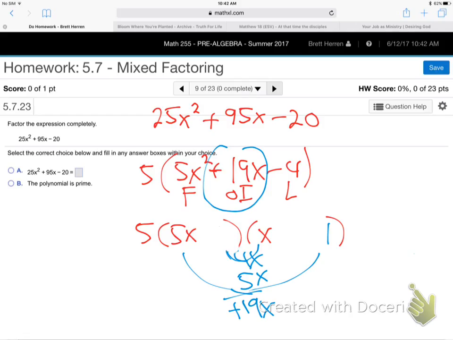Switch the order, though. Right? Put the 1 here, the 4 there. Try it again. So you just keep going. You try the different things to make the back. If it doesn't work, you switch the order. 1x, 20x. There we go.